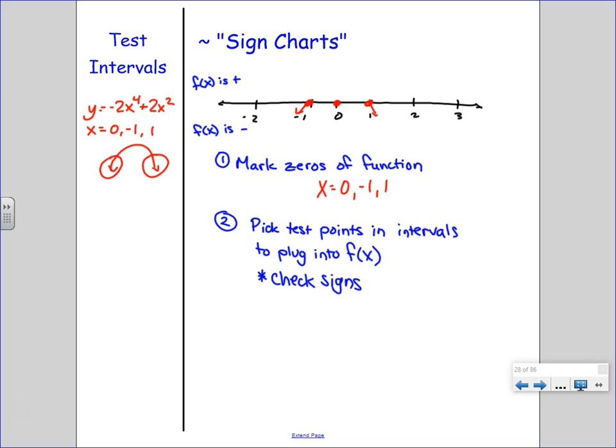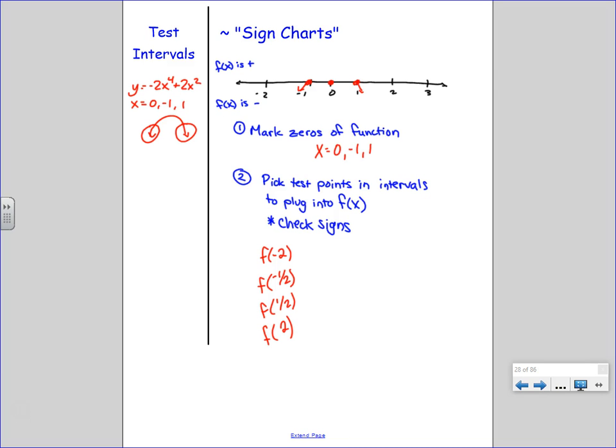But just to double check, because some of these get a little bit funny, we could pick test points in the intervals to plug in. The intervals are the different sections of the number line separated by the 0. So we could plug in something like f of negative 2. We could plug in f of negative 1 half, f of 1 half, and f of 2. Why? I want to figure out exactly how this function is moving and behaving. And some of you probably have a guess based on what you see. We need to know more details about it if we're trying to make a nice, valid sketch.